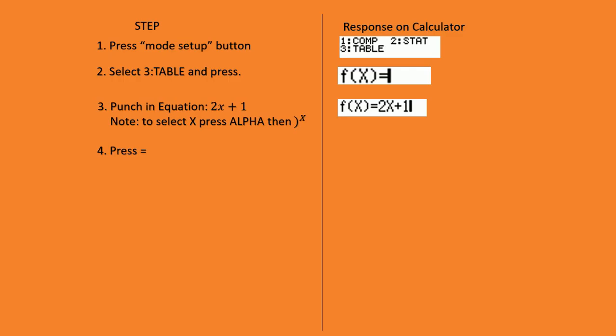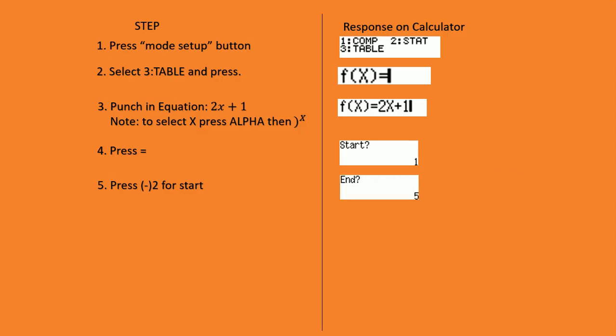Your next step is to press the equal sign so that you can enter that equation, and it will ask you what the start is. The start is where you want to start the table from. Sometimes they will tell you to do it from a certain point to a certain point, but if nothing is given to you, you take -2 as your start, so you punch in -2 for the start.